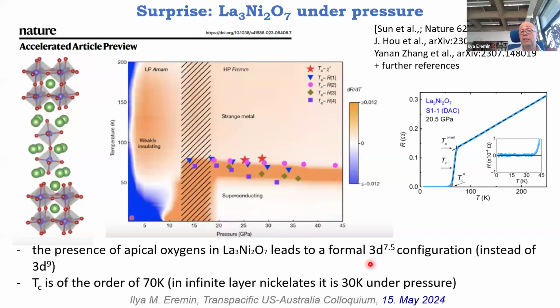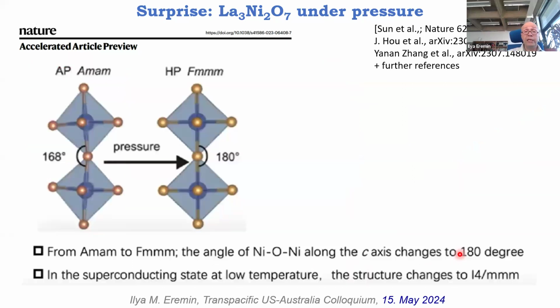And what is surprising is that if you just look at the counting of the formal configuration of your nickel valency, you get a 3d 7.1 configuration, relatively, so actually far away from 3d9. So you first need to understand what is going on. You need to understand what kind of structural transition it is.